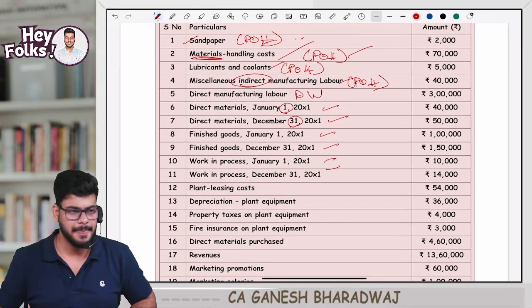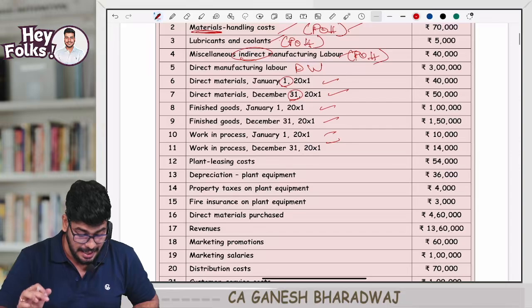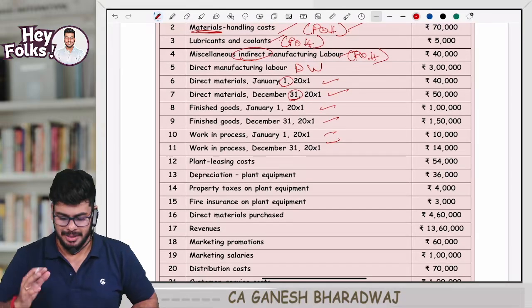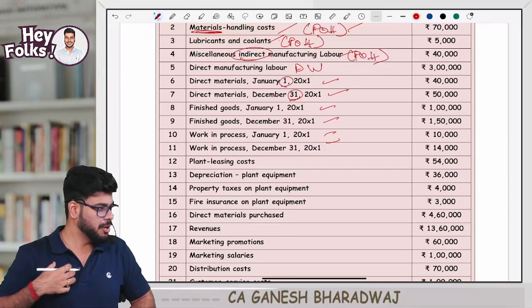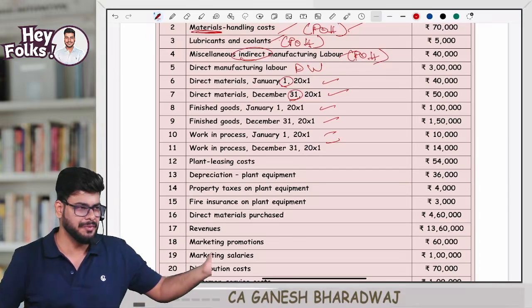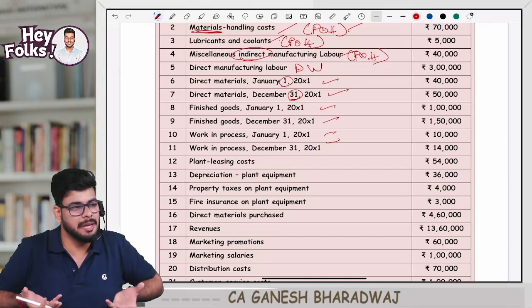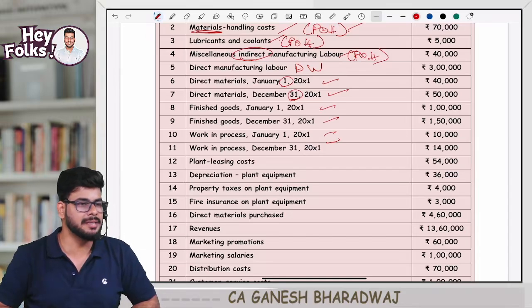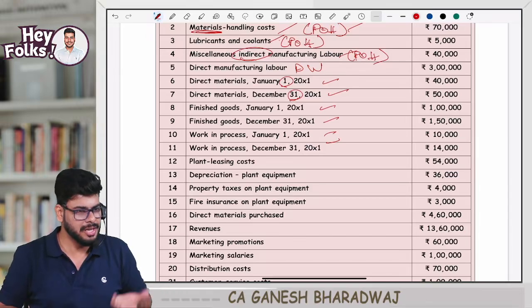No problem. Next, plant leasing cost. Where will it come? Simple. If I use my own machine, I charge depreciation on that and I classify it under production overheads. Suppose I am not buying the machine, instead I am renting it. On that every month I need to pay some lease rent, right? So it is actually related to production.